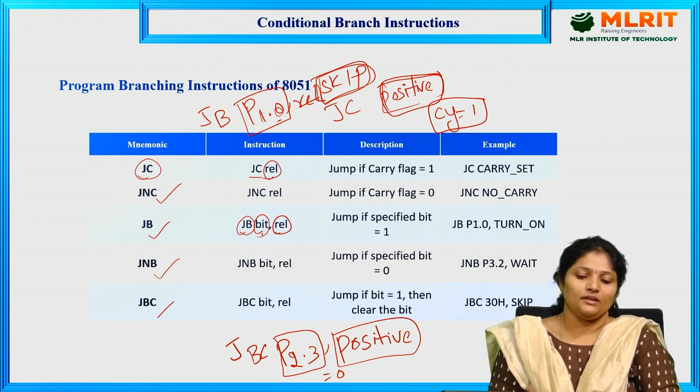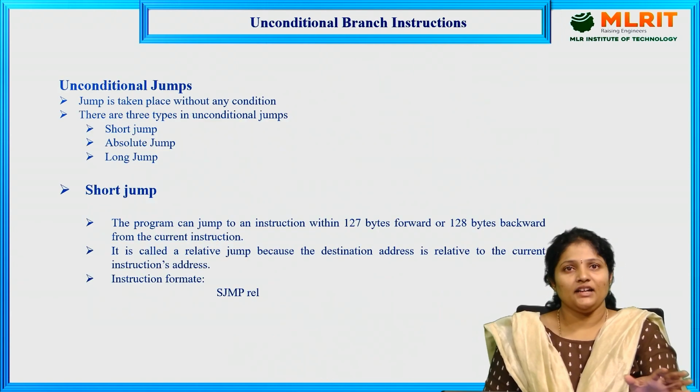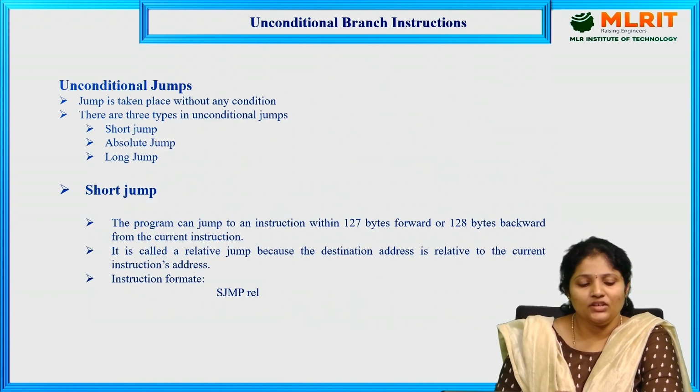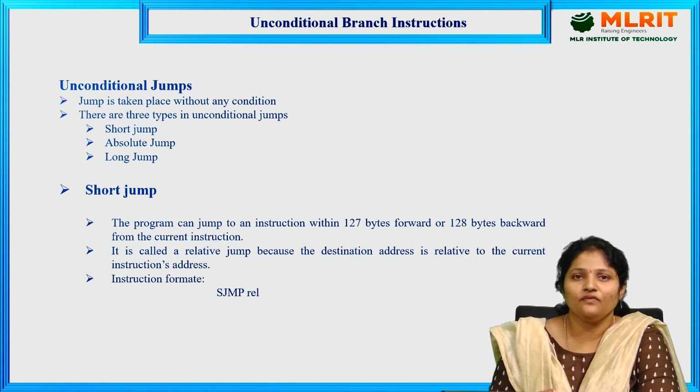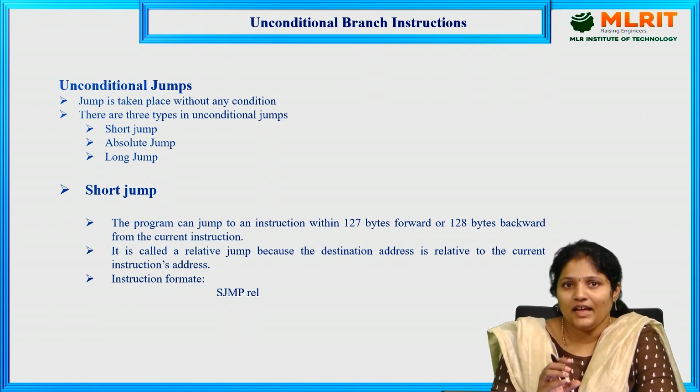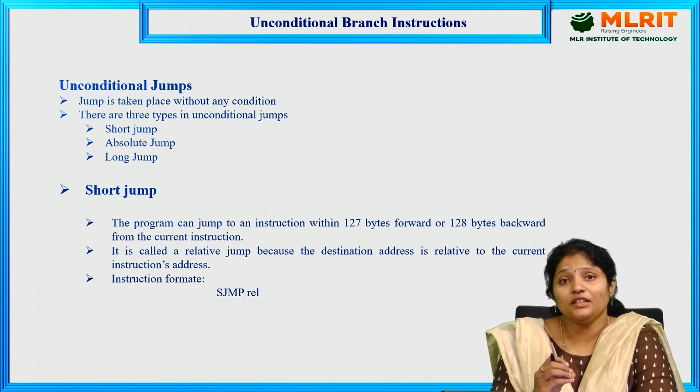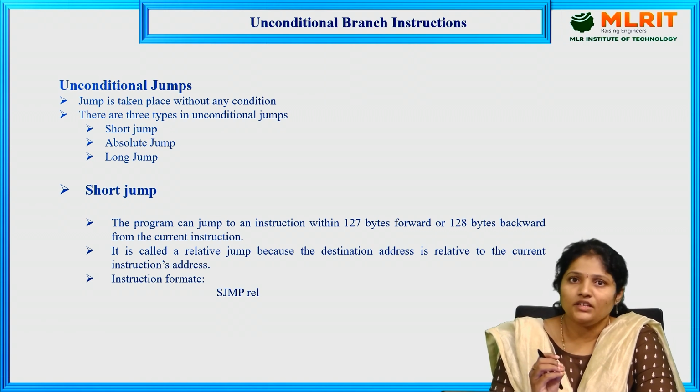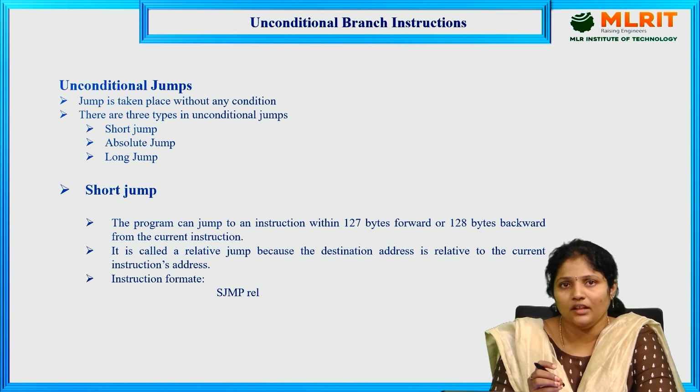Next, coming to the unconditional jumps. Here it doesn't check the condition. If the instruction is a direct jump or unconditional jump, it doesn't check the condition. It will execute the location specified in the instruction itself. The address we need to specify in the instruction itself, and it will be moved to that particular location.